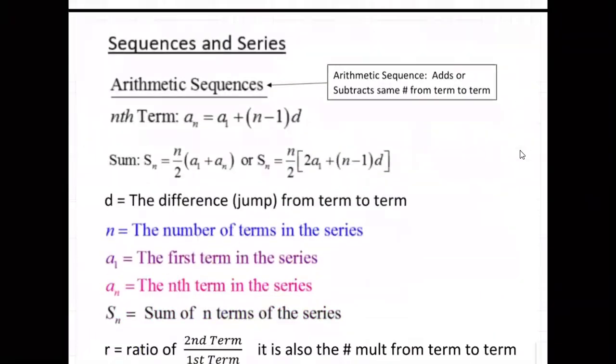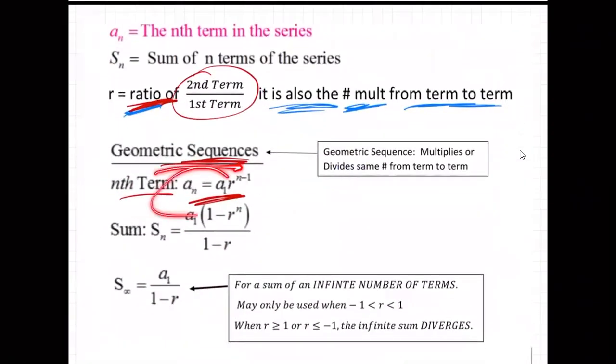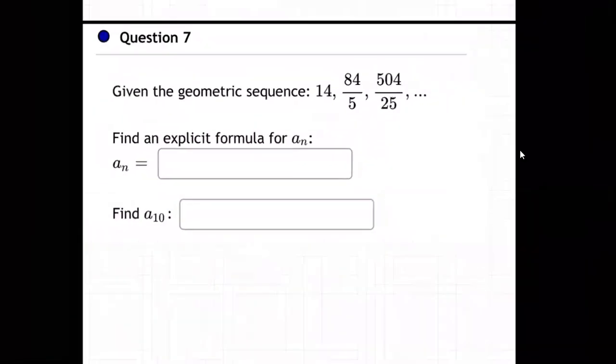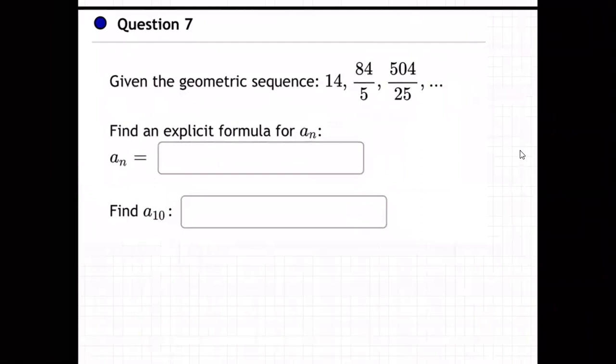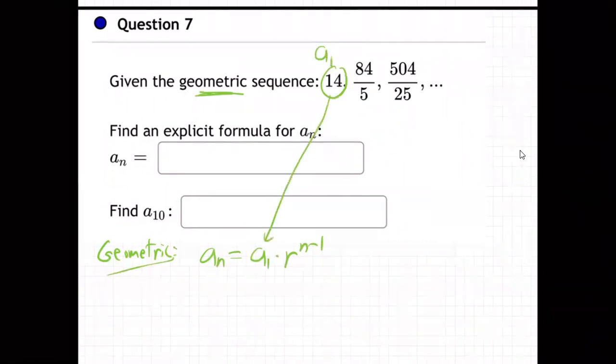So if we go to the notes down here for geometric, here's the formula. A sub n is a1 times r to the n minus 1. So we'll grab that. So for geometric, which they said it is, a sub n is a1 times r to the n minus 1. So a1, this is the first term. So 14 times r. Now, how do we find r?